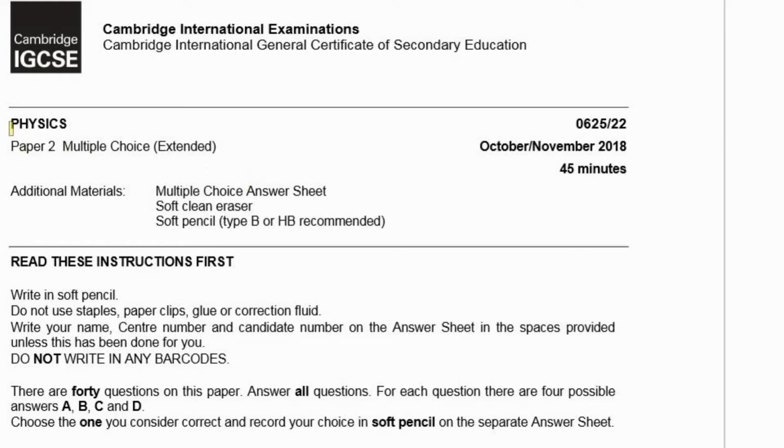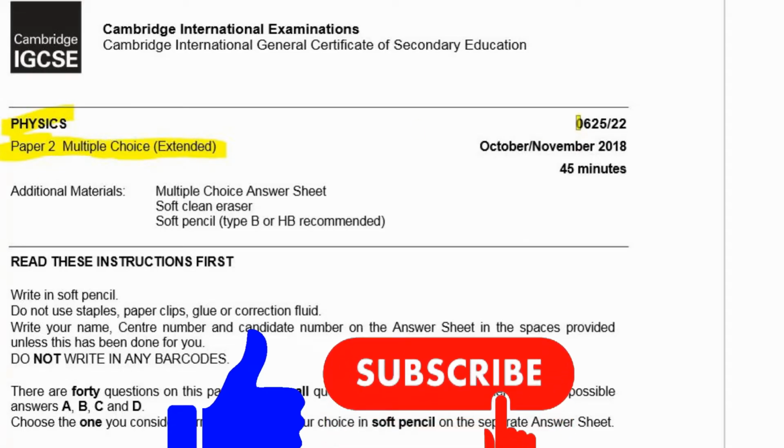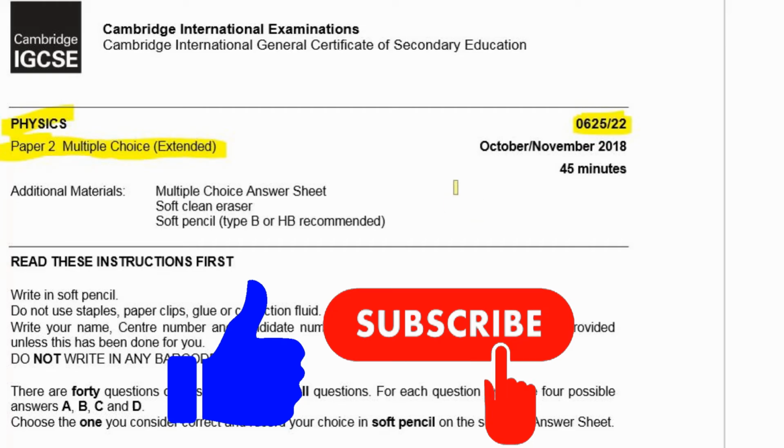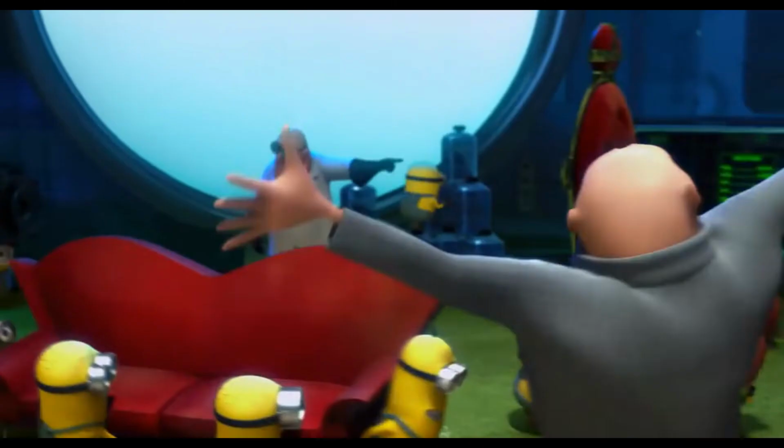Alright, today we're going to cover the Physics Paper 2. This is the extended multiple choice paper, so it's the 0625/22 code, and this is for October-November 2018. This is of course the Cambridge IGCSE, so this is from the Cambridge International Examinations, CIE. Alright then, let's begin.